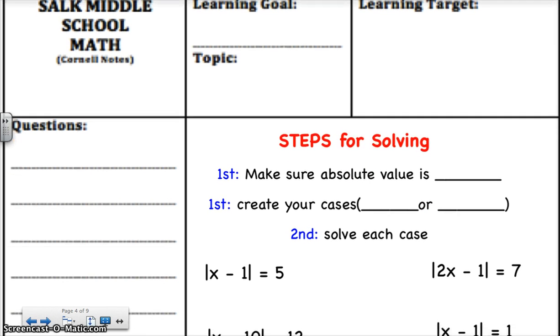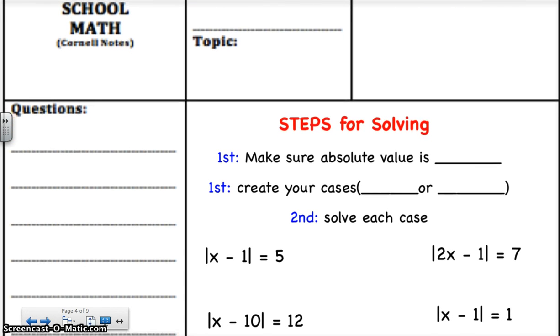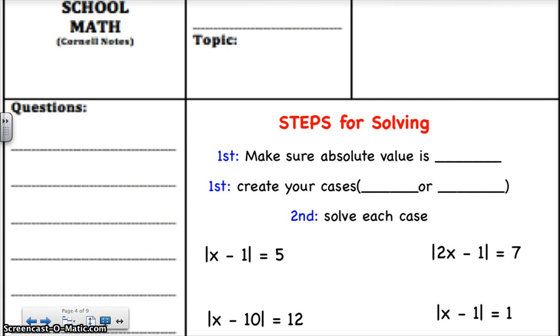You're going to have to solve. So that was really solving. If you felt confident with solving that first page, you're going to do fine here. But kids get a little messed up when I throw things inside the absolute value signs.